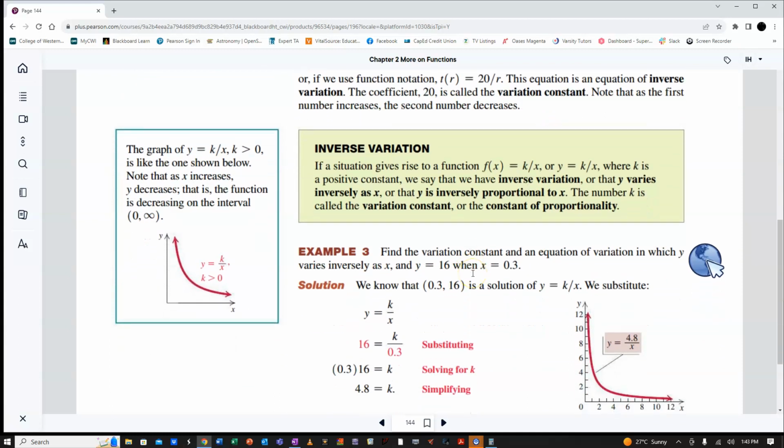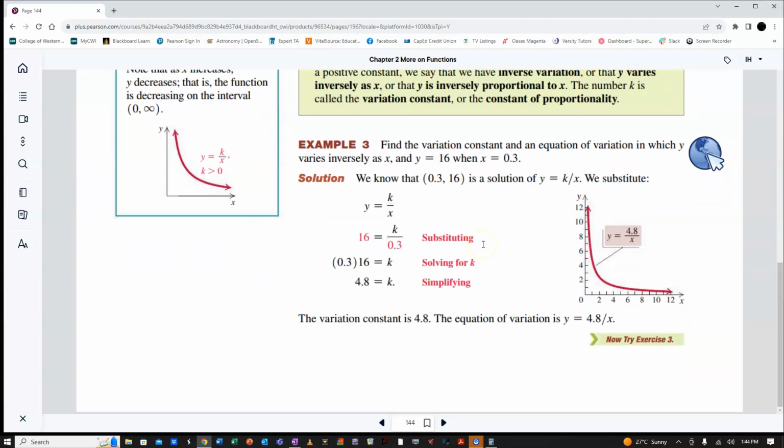So we can define an inverse variation as follows. If a situation gives rise to a function f of x equals some number k divided by x, or y equals k divided by x, where again, k represents a positive constant, we can say that we have an inverse variation, or that y varies inversely as x, or that y is inversely proportional to x. The number k is called the variation constant, or the constant of proportionality.